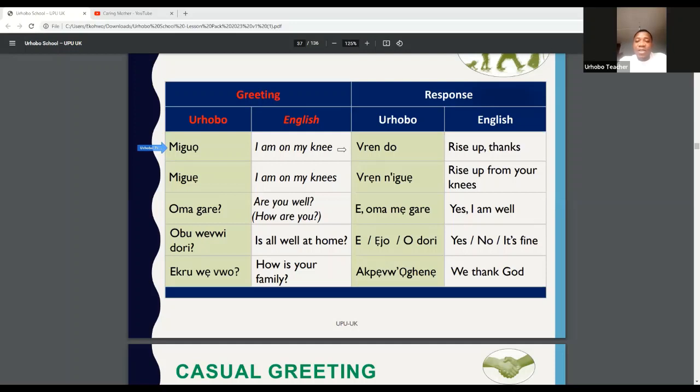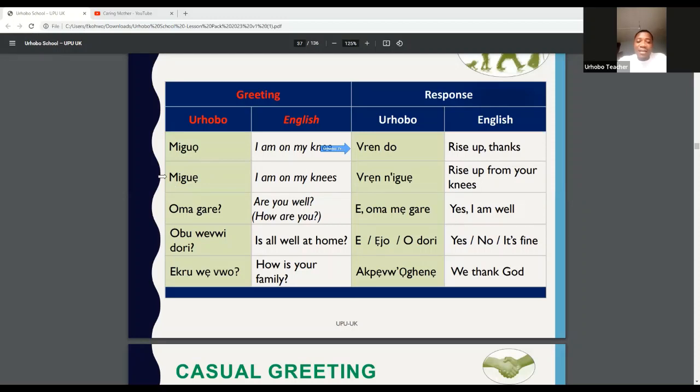So the response generally is vren, do, vren. The word vren means rise up. Then the second part of it is do. Rendo. That do there is thank you, well done. So Mingwo, Rendo, that is the response.